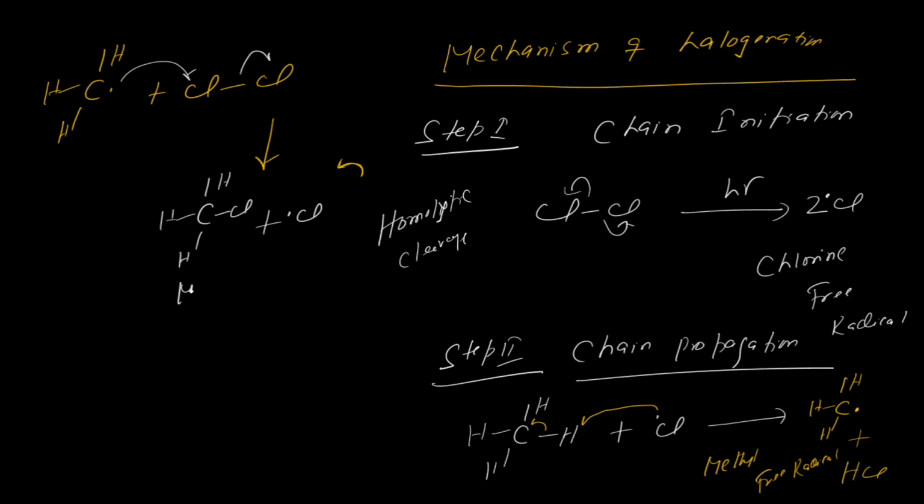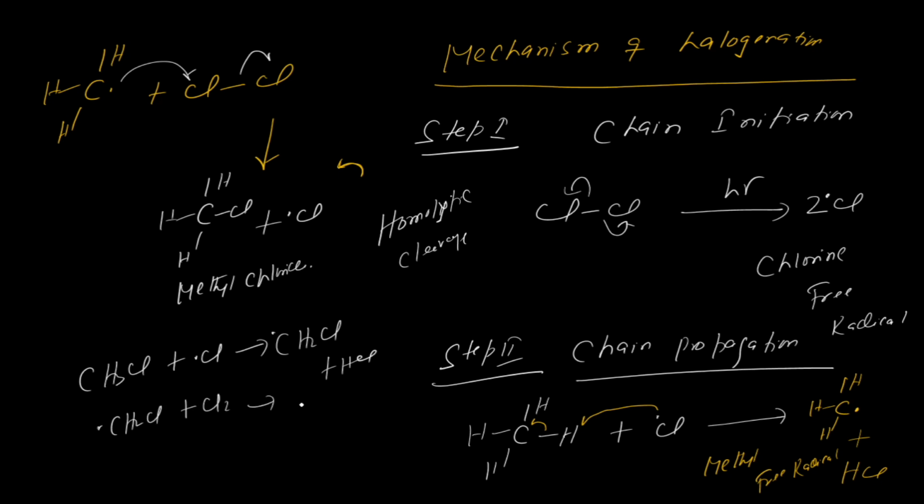So this is methyl chloride, and again you get a free radical. There is some more possibility. CH3Cl can again combine with a free radical to form CH2Cl free radical plus HCl. Then CH2Cl plus Cl2 will form CH2Cl2 plus a free radical. Again you got the free radical.